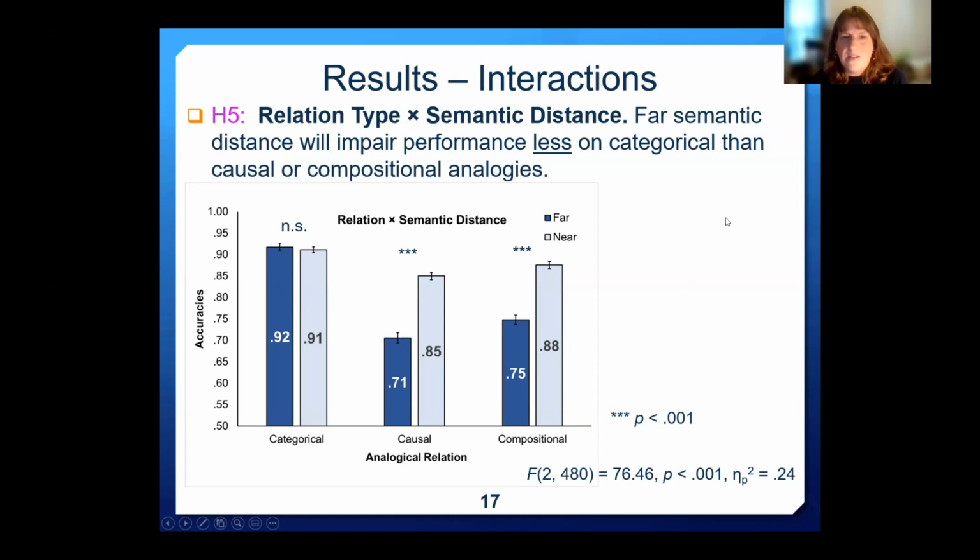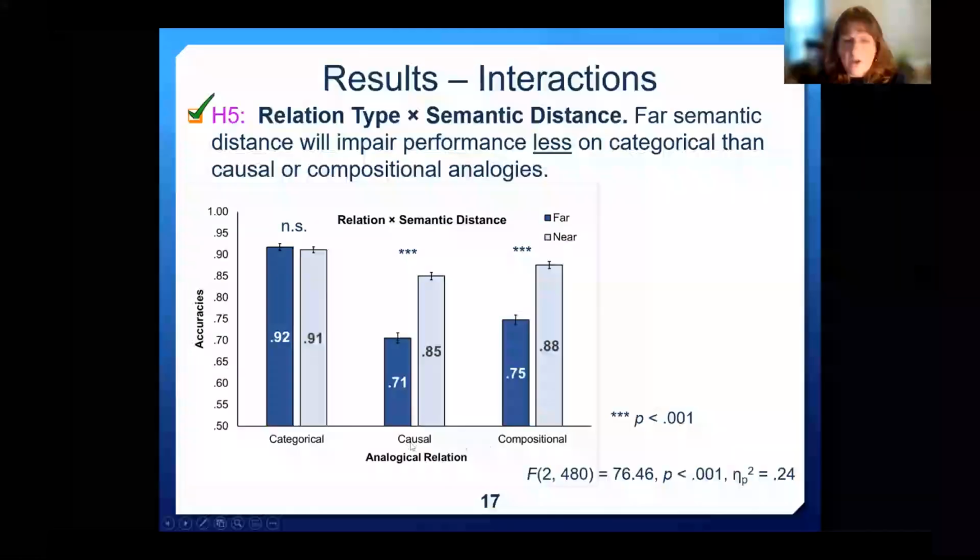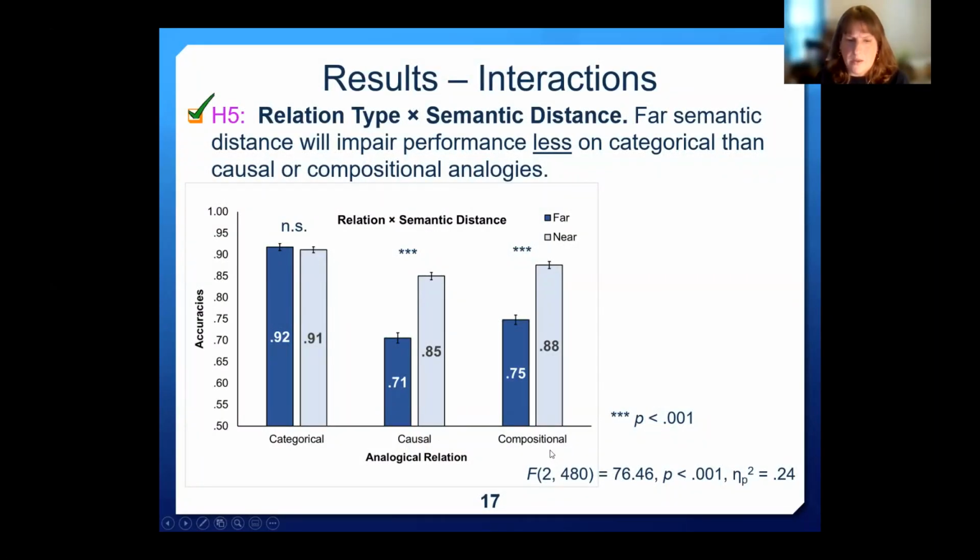In other words, with these categorical relations, it didn't matter whether the AB and the CD pairs were in the same domain or different domains. Whereas it did matter greatly for the causal and the compositional relations. And again, this is likely because of the robust activation of that categorical relation that stays in mind as you're doing that mapping process, or the relational transfer process.